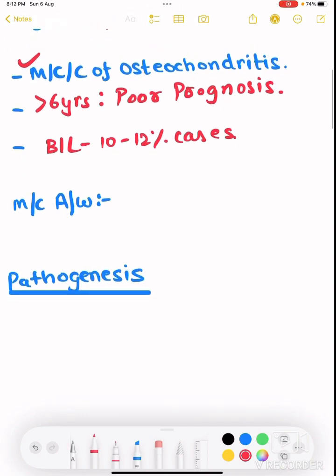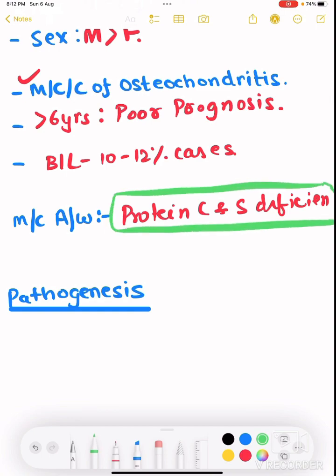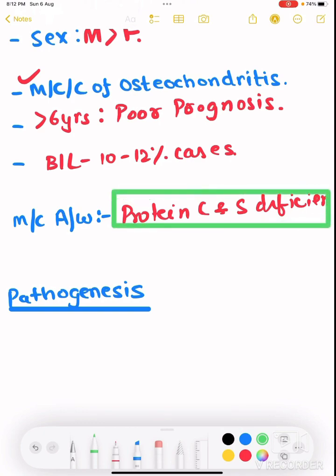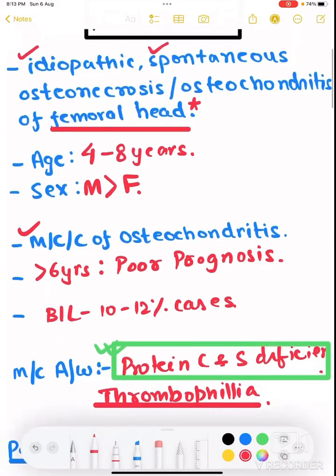It is generally associated with a few disorders, right? First one is protein C and protein S deficiency. Extremely important. I am marking it nicely, right? Extremely important, protein C and protein S deficiency. Next thing that is important is thrombophilia. Okay, so these two are very important causes of Perthes disease.